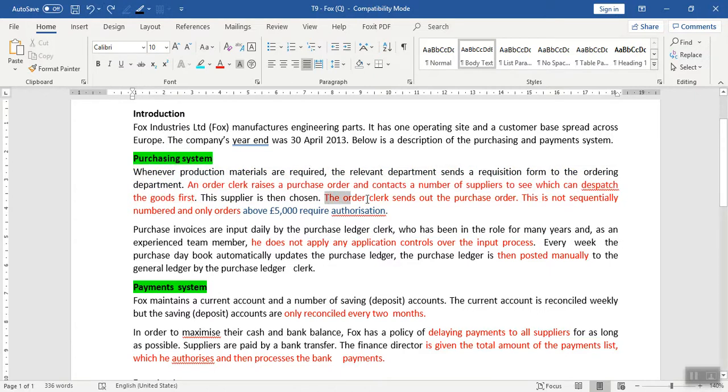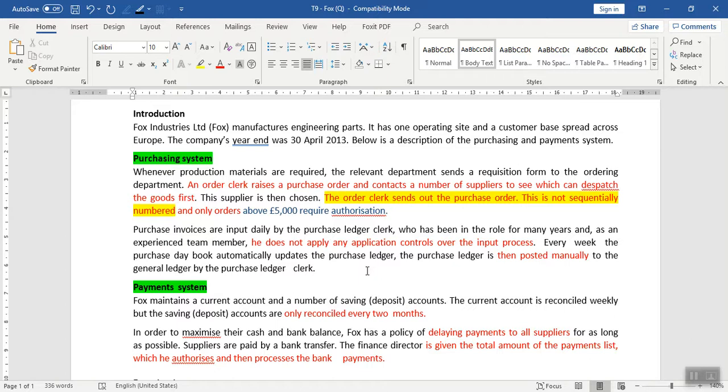The order clerk sent out the purchase order, and this is not sequentially numbered. Wow. Next one, focus on the yellow box. The second problem is obvious already. Okay, purchase order not sequentially numbered.